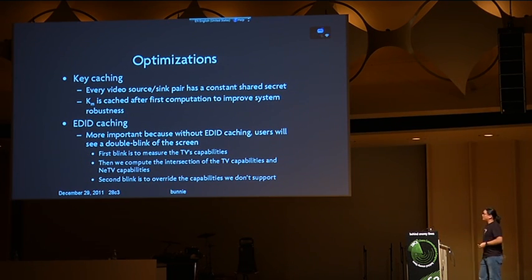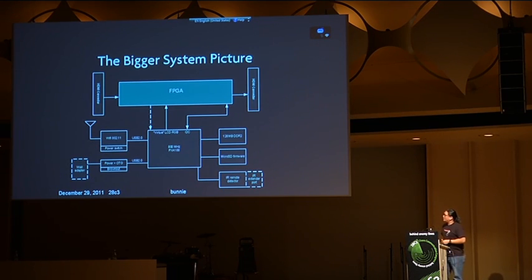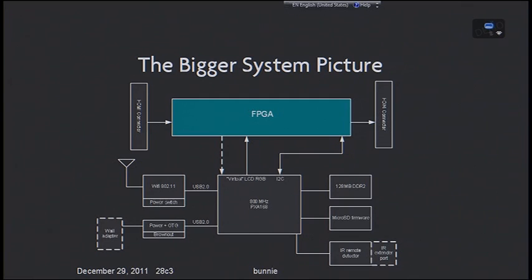The other thing we do is we do EDID caching. This is a little more important because without EDID caching, you see a double blink of the screen. EDID is the record that describes the monitor's capabilities. We do the first blink of the screen to read a value, and then the second blink to overwrite it. And that sort of creates a bad user experience. So we do EDID caching. And so that's the core FPGA.